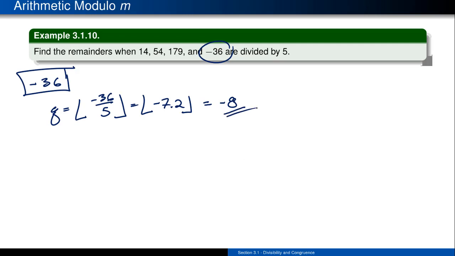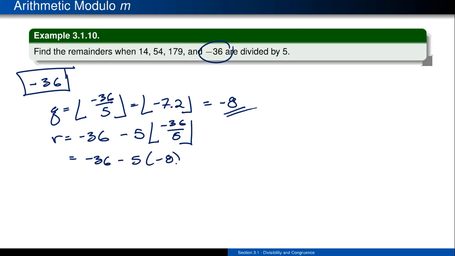Okay, so there's my quotient of negative 8. So now if I want to think about what is my remainder, well, it's going to be my initial number, which is negative 36, minus my divisor, which in this case is 5, multiplied by this quotient. I'm going to write it out in that super longhand, what the formula actually looks like. So in this case, negative 36 minus this 5, and I know that that floor expression evaluates to negative 8.